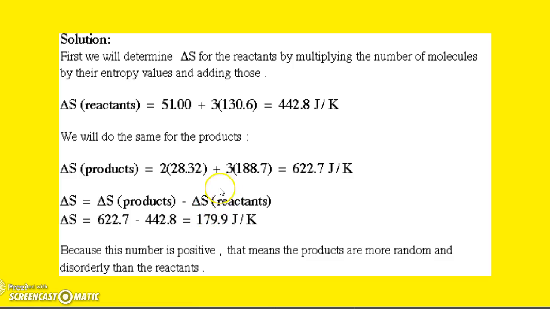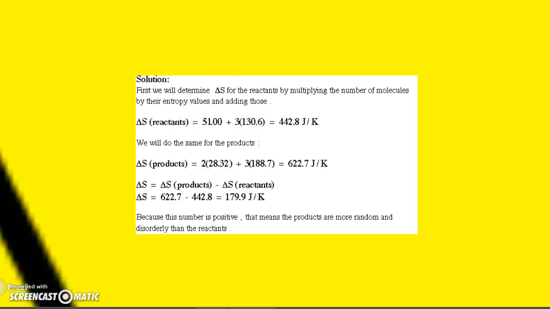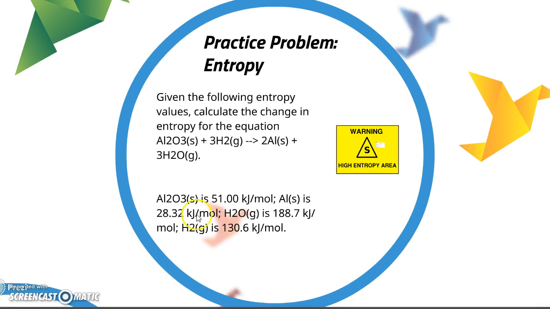And I would advise doing this in that sometimes it's hard to keep it all in one giant equation rather than separating them. And notice that your units for entropy are joules per Kelvin. And once again, since this number is positive, the products are more random and disorderly than the reactants. And one thing is, if you look back here, you really couldn't have guessed whether the products or the reactants were going to have more entropy, because you see 3 moles of gas and 3 moles of gas.